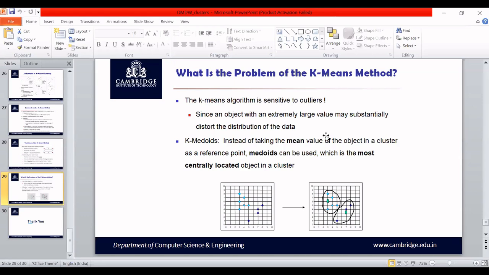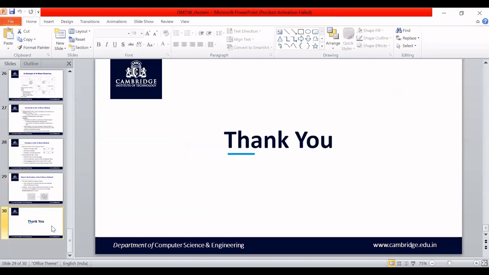So this is the discussion about your k-means algorithm, and the assignment is given. I hope you will solve that assignment, and if you have any doubts while solving that particular problem, you can feel free to ask.